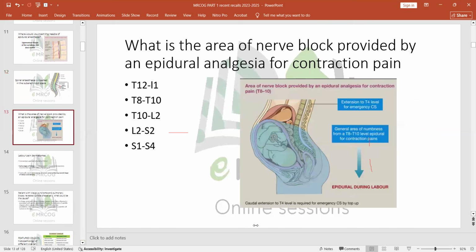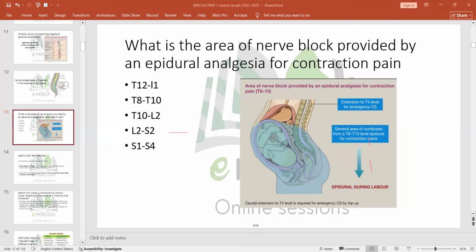Okay. Again, another exam question which I like so much. I like it because it differentiates between someone who really understands the dermatomes or the distribution of anesthesia or pain through dermatomes, and where we are going to inject our epidural to achieve a nerve block.